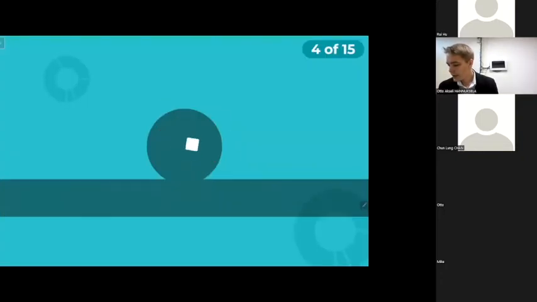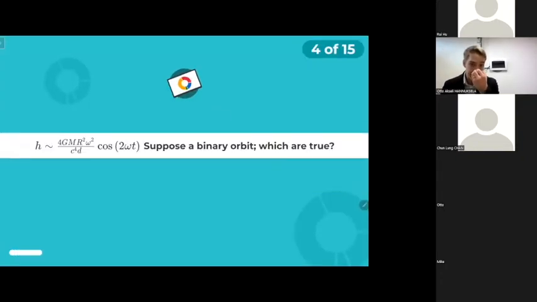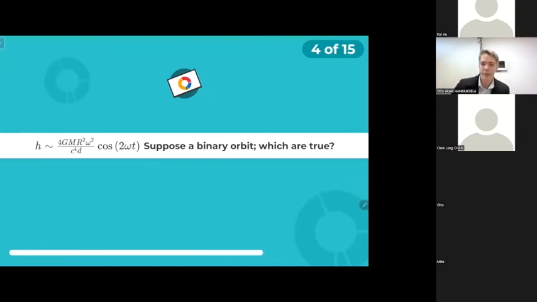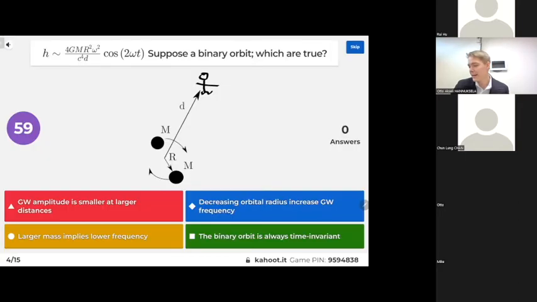So let me do a reminder question, which is the same as the last one that we had in the previous lecture. Suppose that we have a binary black hole, they're orbiting each other and they're emitting gravitational waves that are given by this zeroth order post-Newtonian formula. So the zeroth order gravitational wave output is given by that formula over there. So which of these are true?